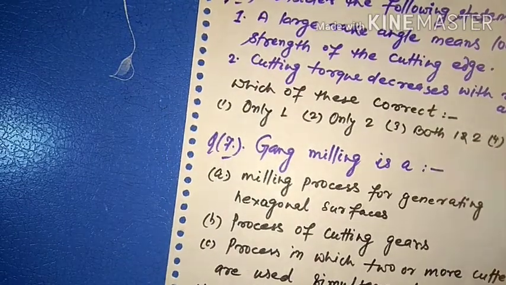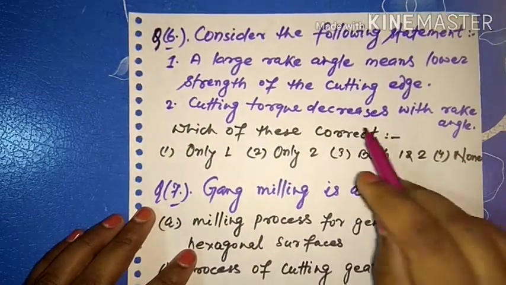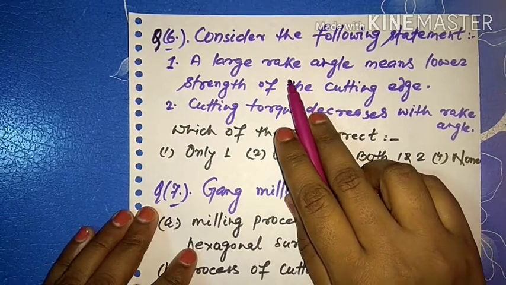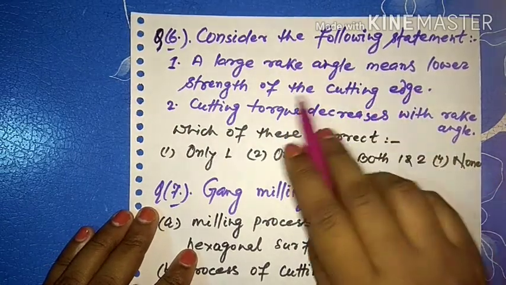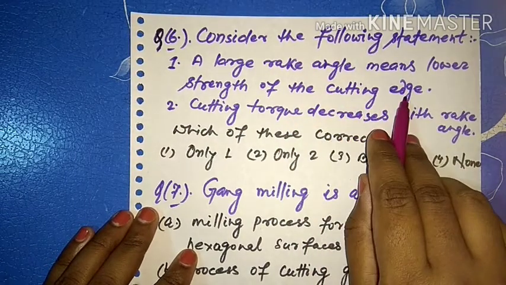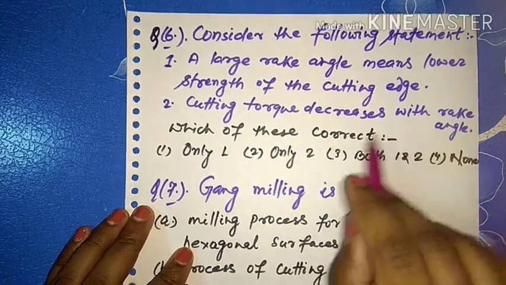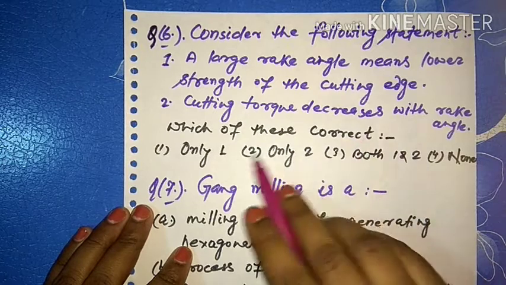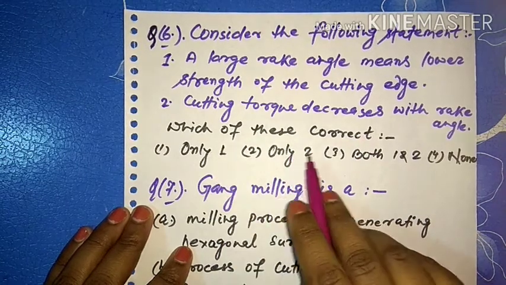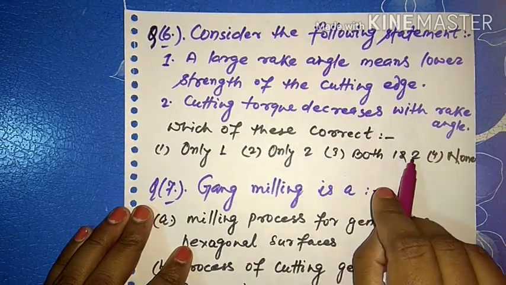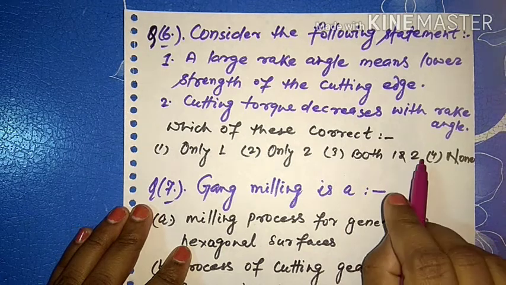नेक्स्ट क्वेश्चन इज, कंसिडर द फॉलोइंग स्टेटमेंट. फर्स्ट, अ लार्ज रेक एंगल मीन्स लोअर स्ट्रेंथ ऑफ कटिंग एज. Second, cutting torque decreases with rake angle. Which of these correct? Only one, only two. Option 3 is both 1 and 2, and option 4 is none.